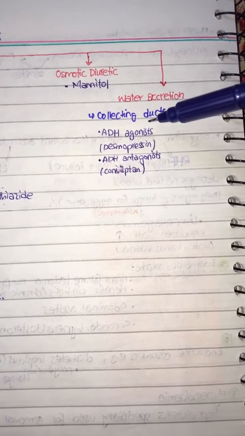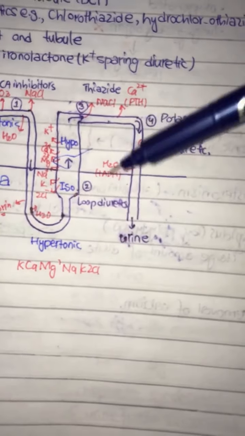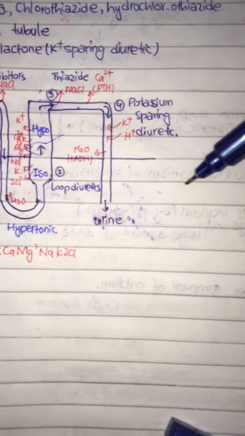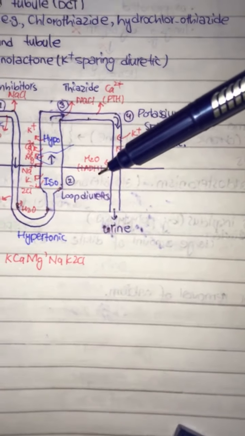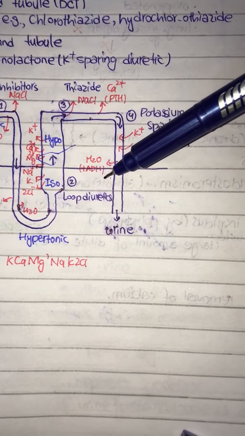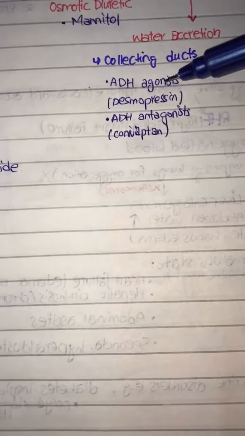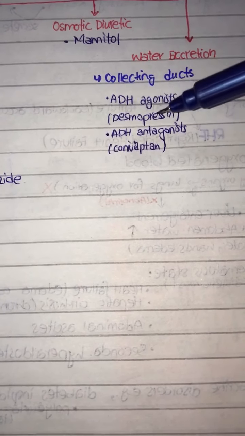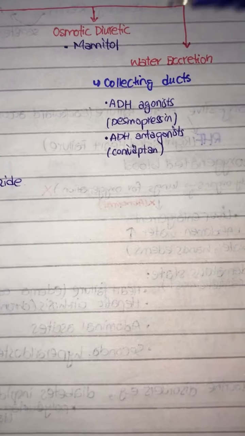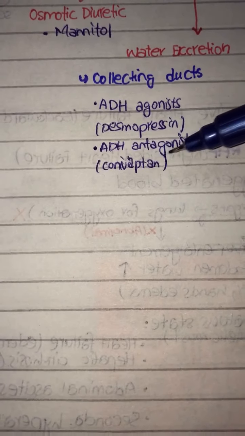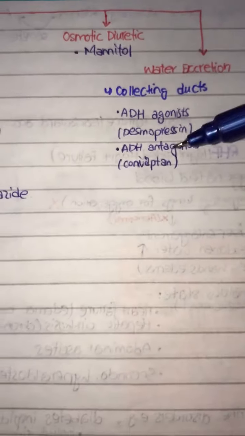Water excretion involves the collecting duct, because there are a lot of aquaporins and it is the medulla portion of the kidney. Actually it involves the antidiuretic hormone. Antidiuretic hormone can be agonized and can be antagonized. While discussing the ADH agonist, desmopressin will act here. If we discuss the ADH antagonist, conivaptan, this is C-O-N-I-V-A-P-T-A-N, conivaptan will act here.